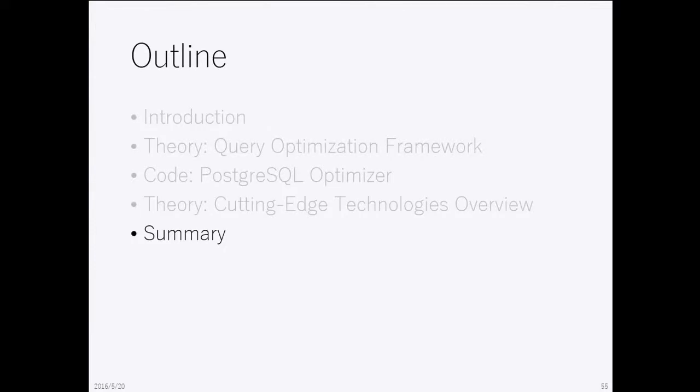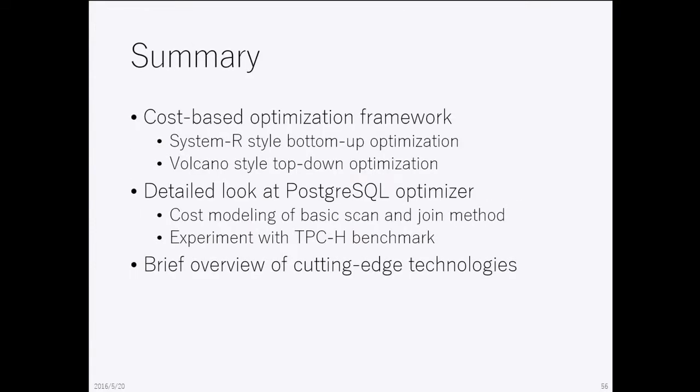Okay, finally, let me summarize our talk. So in this talk, we covered theoretical fundamentals of cost-based optimization, including System R-style optimization and Volcano-style optimization. And then we visited the implementation of the Postgres optimizer and showed some results with the TPC-H benchmark, and also presented an overview of some cutting-edge technologies for further improvement of query optimization. That's all for our talk. Thank you. Do you have any questions?